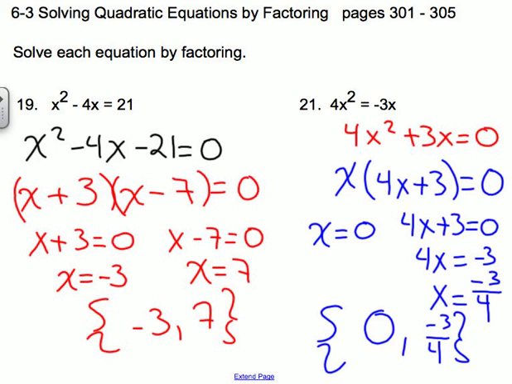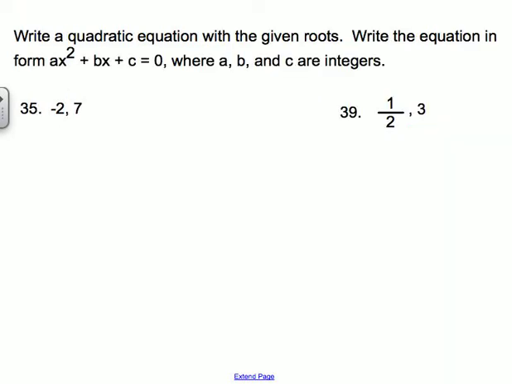The next two problems I want to look at are ones where we're given the roots and we want to write a quadratic equation. The directions say write a quadratic equation with the given roots. Write the equation in the form ax squared plus bx plus c equal to 0, and you have to have integers for your a, b, and c. When you do this, you're always going to follow the general rule of binomial x minus a times binomial x minus b.